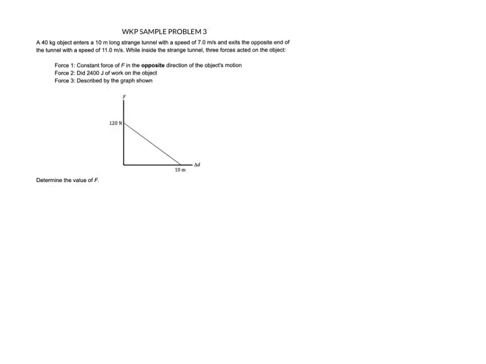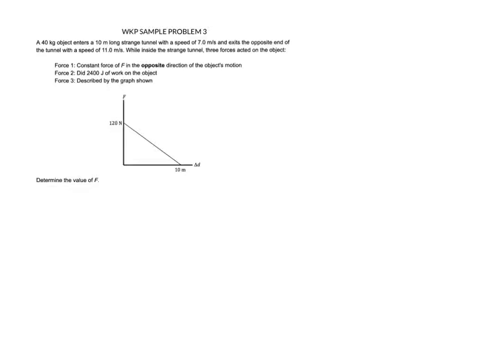This is the final sample problem for the work kinetic energy principle. A 40 kilogram object enters a 10-meter long strange tunnel with a speed of 7.0 meters per second and exits the opposite end of the tunnel with a speed of 11.0 meters per second. While inside the strange tunnel, three forces acted on the object.